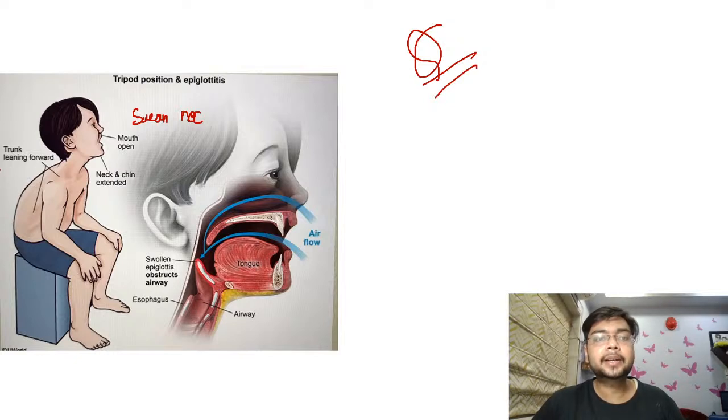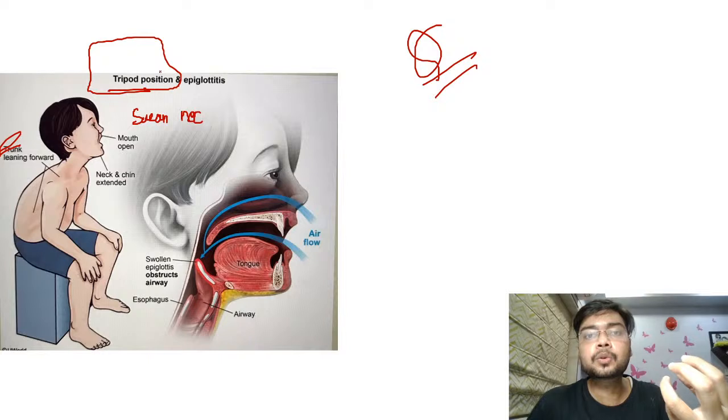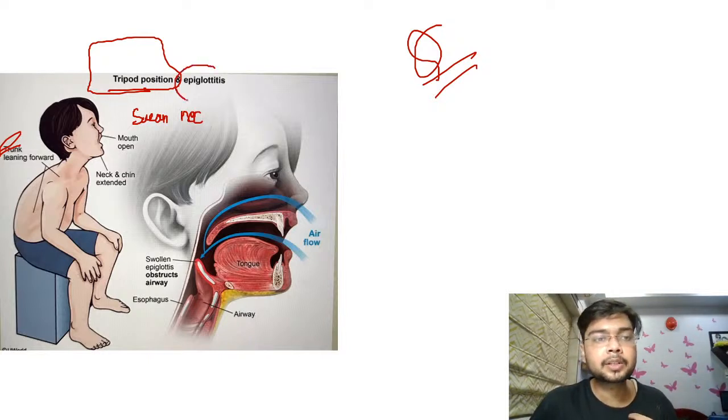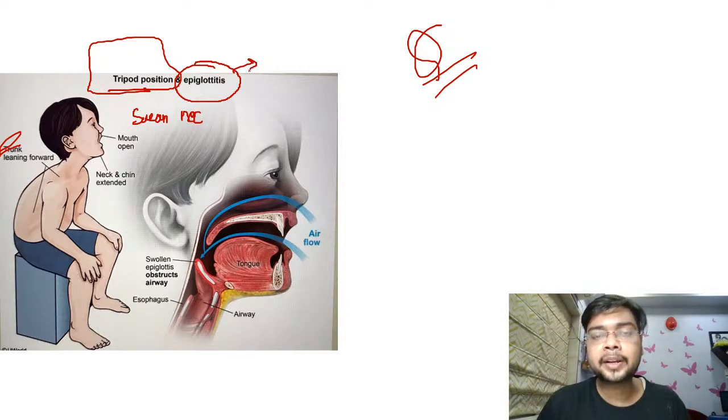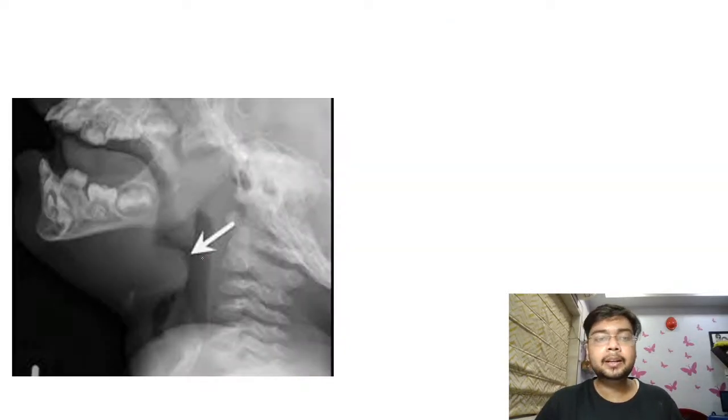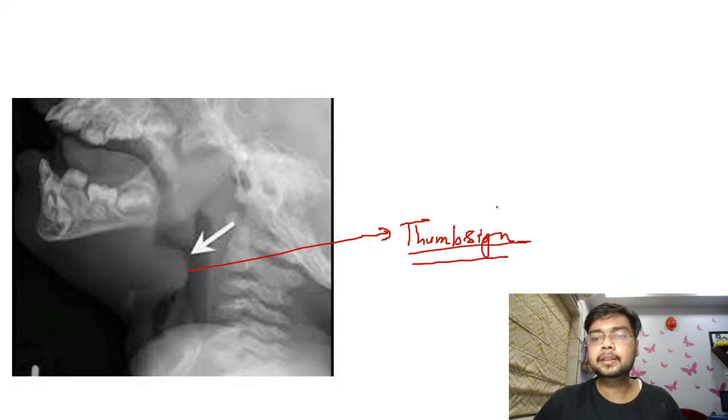So this is called tripod sign, and what the child is trying to do is open up his airway for breathing, because the airway is closed due to acute epiglottitis, where the epiglottis has swollen to an extent that it is closing the airway, right? If you see, this swollen epiglottis is closing the airway, and we get a sign that you all know, called thumb sign on X-ray. It is seen in acute epiglottitis.